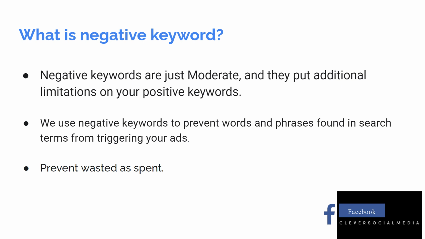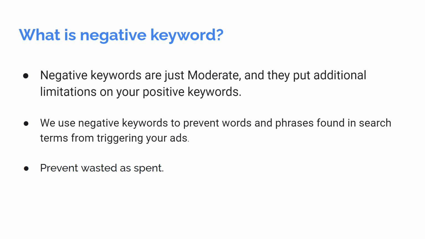So you have your positive keywords: broad, phrase and exact match. Negative keywords put additional limitations and restrictions on those positive keywords, and negative keywords allow broad, phrase and exact match to be so good when you use them in conjunction with negative keywords. Negative keywords use this negative minus symbol to prevent words and phrases found in search terms from triggering your ads, and it really helps you prevent wasted ad spend. Negative keywords can be broad, phrase and exact.